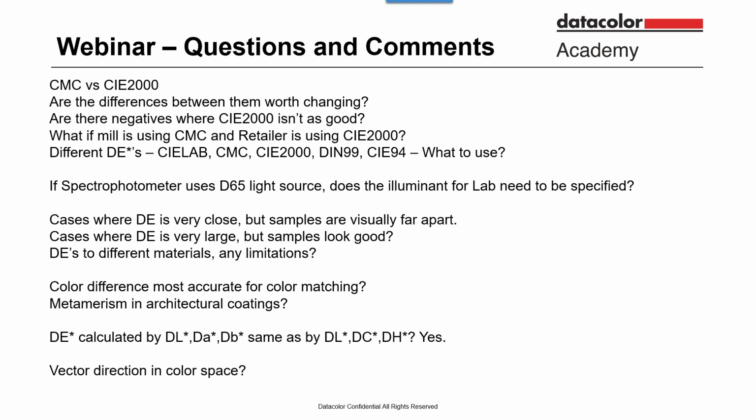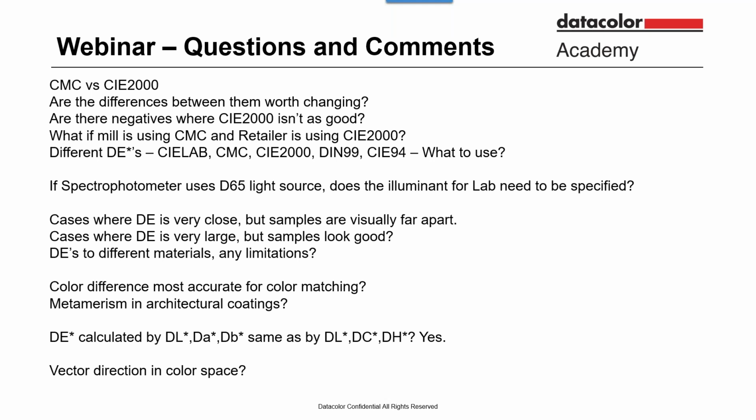In this case, it's kind of difficult. What you want to do is analyze your situation. You always want to analyze your situation. Look at the delta C, delta H, and delta L. Is there a hue difference going on? Maybe the hue difference is large compared to the DE. For example, let's say you have a DE of 3 and your delta H is 0.1.